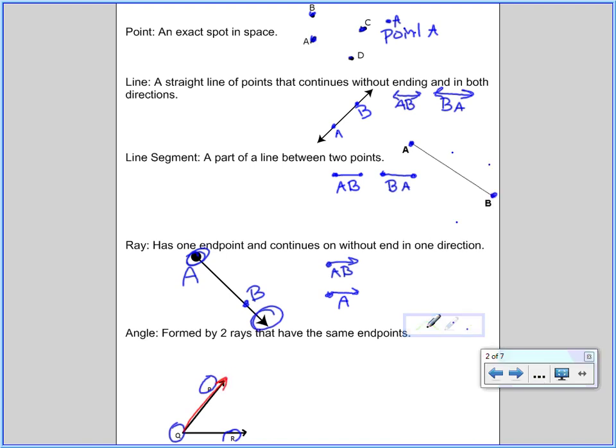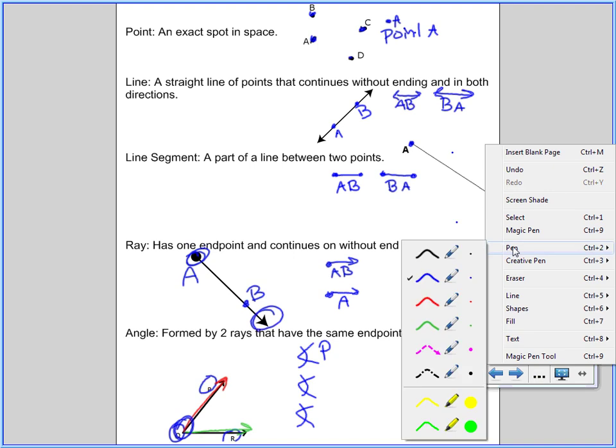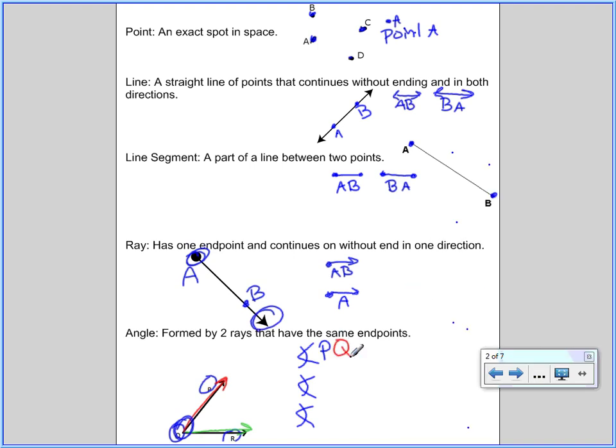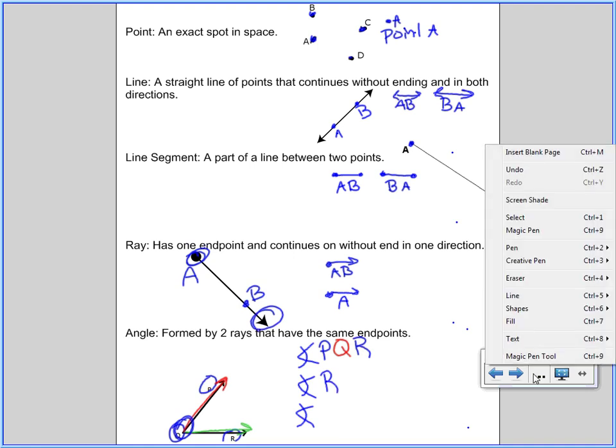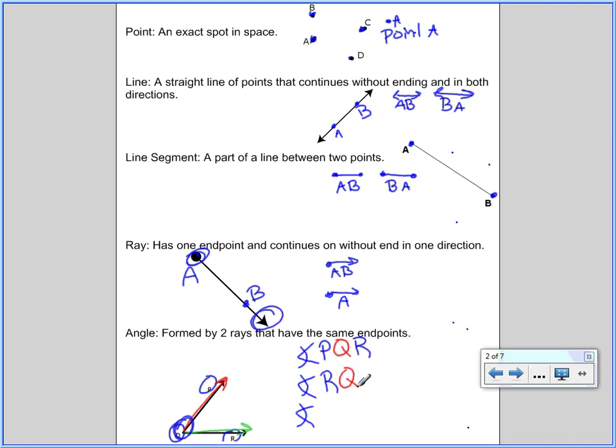And the second one is right here. And if you notice, they both start at the same point, Q, right there. Now, when I am labeling an angle name, I have three options. I can label it P, Q, R, or I can label it R, Q, P, or I can label it just Q.